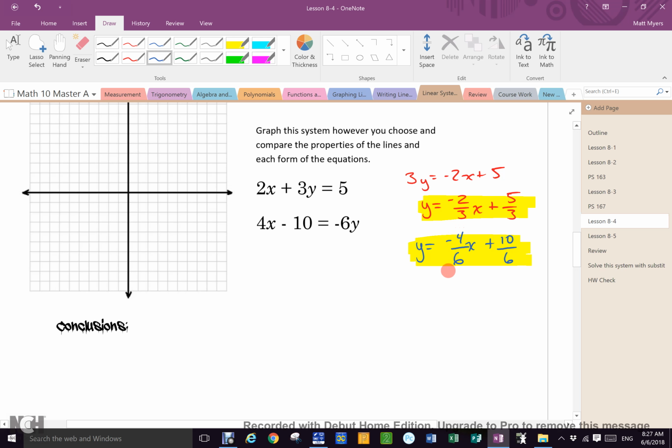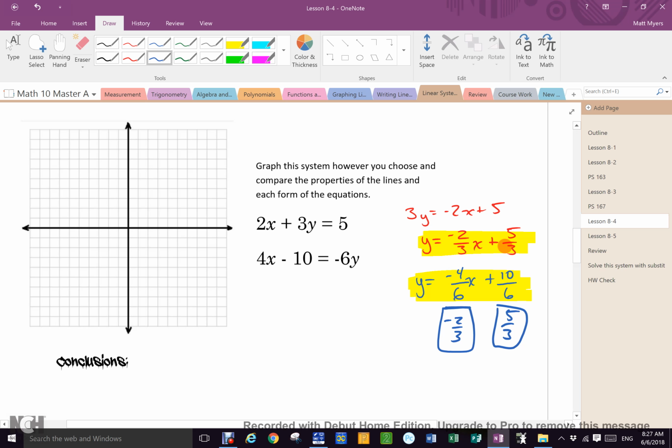Because this is negative 2/3, isn't it? And this is 5/3, isn't it? So if I were to graph the red line, and we are going to graph it for practice because it's got a fraction, what would I do to my scales to graph that red line? What should I make each square? A third. So 1, 2, 3. There is 1. I need to go up to 5/3. So where do I go? Up 5. 1, 2, 3, 4, 5.